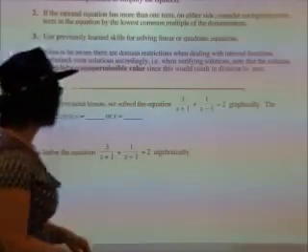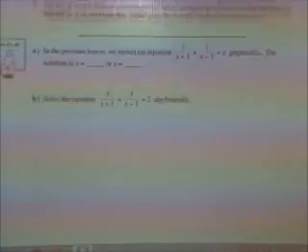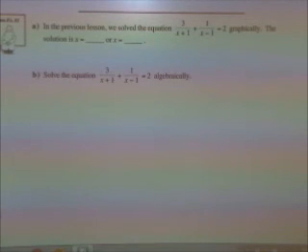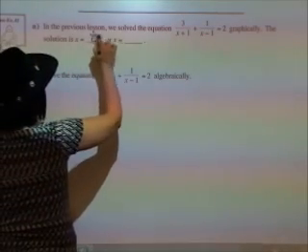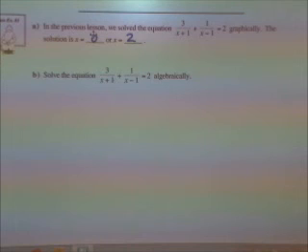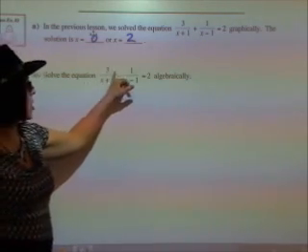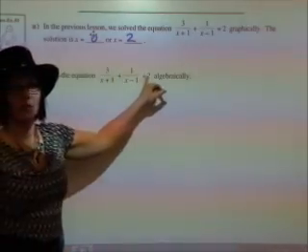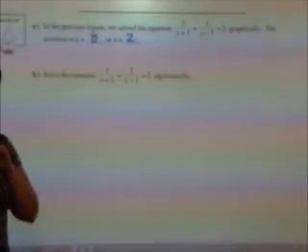So if we look at class example number 1, in the previous lesson we had the equation 3 over x plus 1 plus 1 over x minus 1 equals 2, and we solved it graphically. And when we solved it graphically, we got solutions of 0 and 2. So now we're going to look at solving this equation algebraically. So to solve this algebraically, I need to multiply by a common denominator. What would that common denominator be?